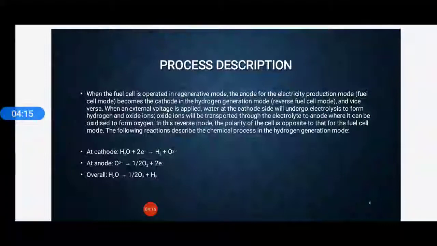So at cathode, H2O plus 2 electrons will give rise to H2 plus O2 negative, meaning the hydrogen is produced, and at anode the oxide ion will go and oxygen will be produced and 2 electrons will be liberated. Overall, H2O is being converted into O2 and H2, and hence the fuel cell is working in the regenerative mode and H2O is being converted again into the oxygen and the hydrogen.